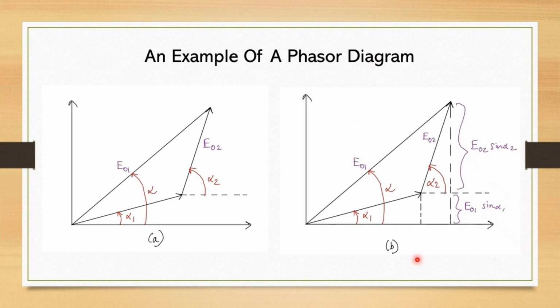Now, in diagram B, we can see that there are horizontal and vertical components. Horizontal components are E01 cos alpha 1 and E02 cos alpha 2, and the vertical components are E01 sin alpha 1 and E02 sin alpha 2. To find the resultant phasor, we add the horizontal and vertical components together. These combined components determine the magnitude and the direction of the final phasor E0.